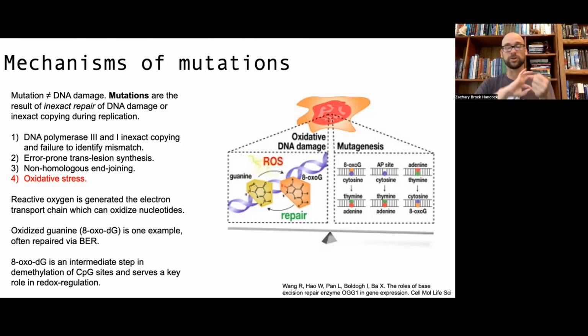And this repair can either replace it back to what the original base pair was, or it can accidentally replace it with a different base pair. One such example is the oxidized guanine, which is called 8-oxo-dG, and this is often repaired by base excision repair. Now, interestingly, 8-oxo-dG is also an intermediate step in the demethylation of CpG sites, and it serves a key role in redox regulation. And so I want to talk just a bit about what redox regulation is.